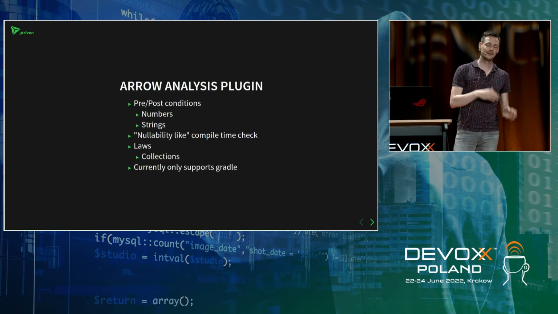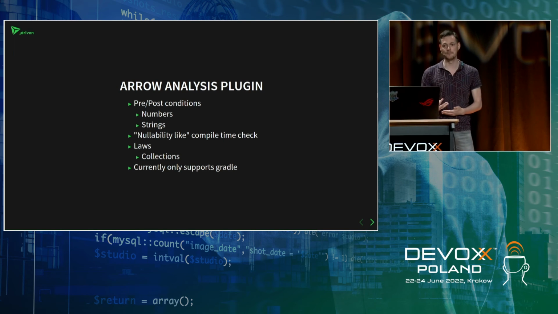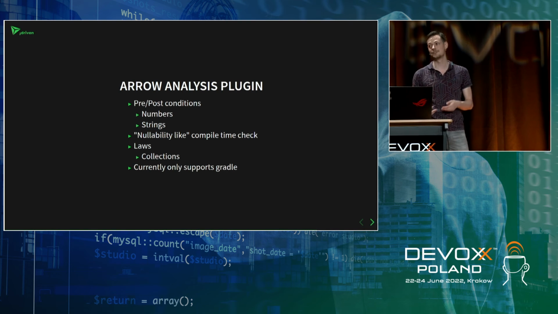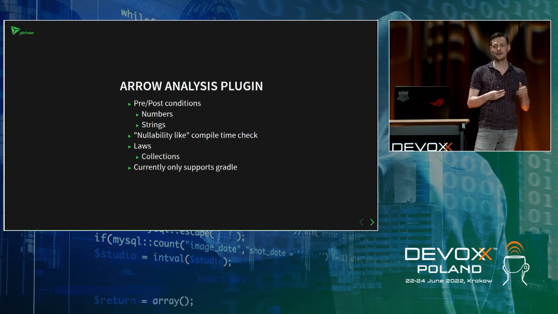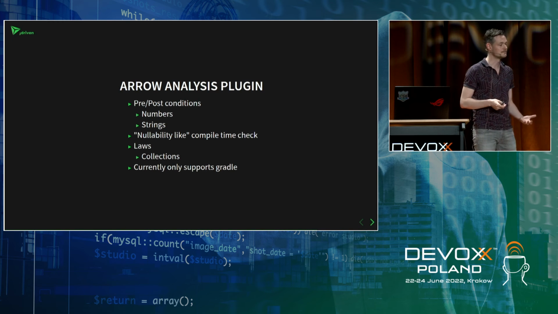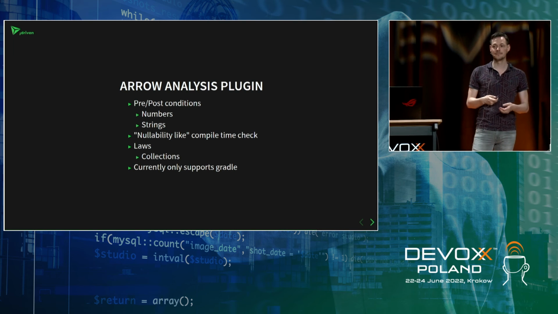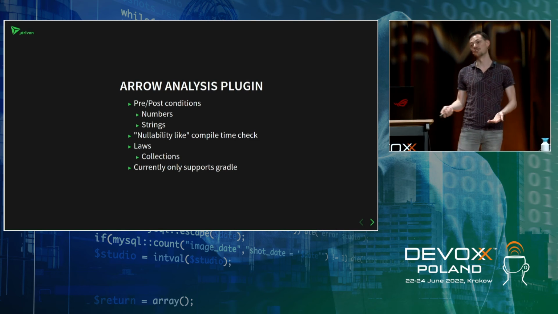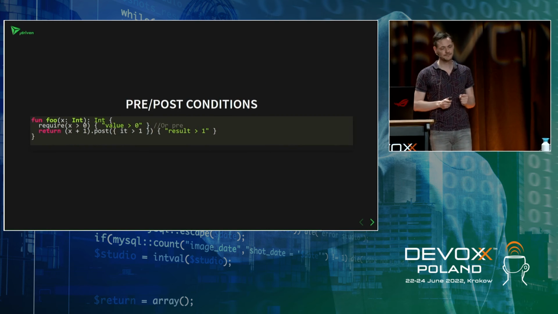So the Arrow analysis plugin allows us to add preconditions and postconditions to our code, to give information to the compiler about what it needs and what it produces. And then it has a nullability-like compilation time check, where you have to prove to the compiler that these preconditions have been met. It also has some laws to add things to third party libraries, and unfortunately, it only works on Gradle right now. So let's take a look at these pre and post conditions.